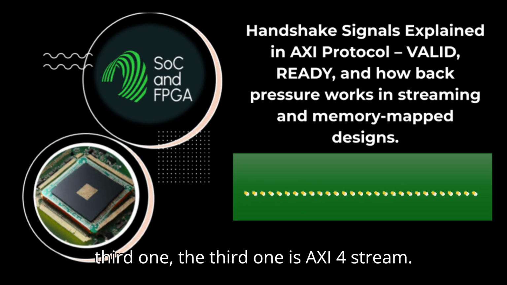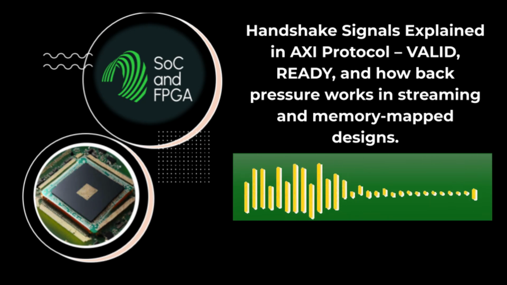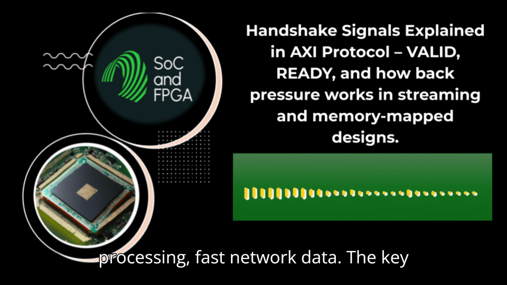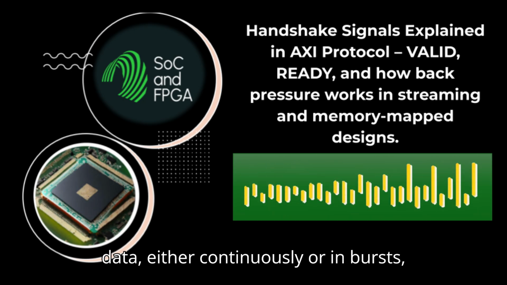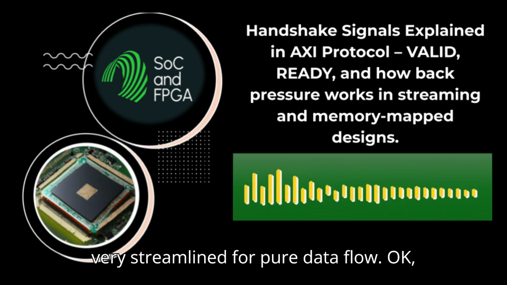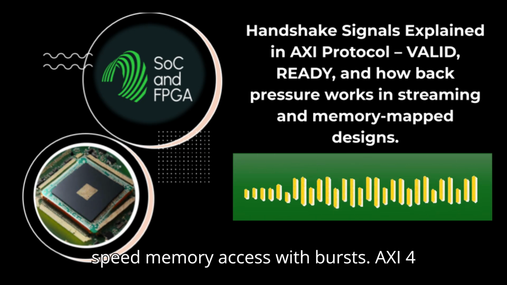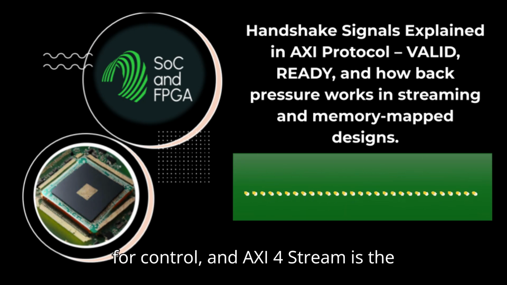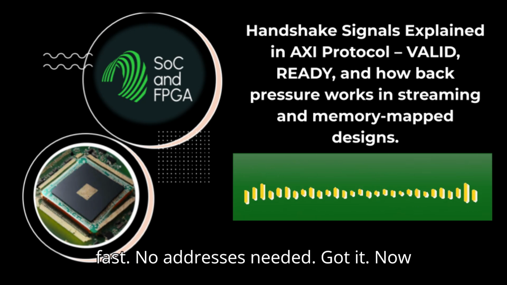And the third one? The third one is AXI4 Stream. This one's different again. It's optimized purely for unidirectional high-speed streaming data. Think video pipelines, digital signal processing, fast network data. The key thing here is it doesn't have address channels. It's all about just moving data, either continuously or in bursts. Very streamlined for pure data flow. Okay, so just to summarize for everyone listening, AXI4 is the big gun for high-speed memory access with bursts. AXI4 Lite is the simple, single-shot version for control. And AXI4 Stream is the specialist, just for pumping data streams fast, no addresses needed.